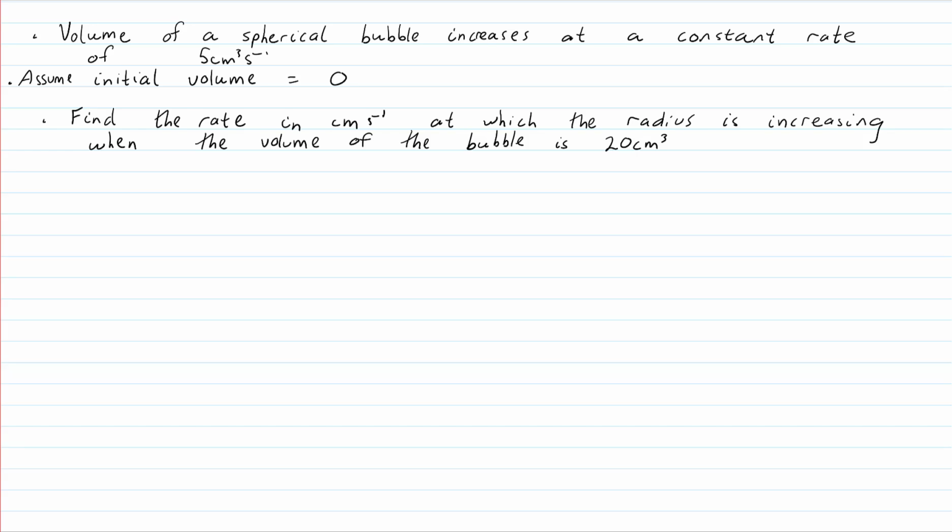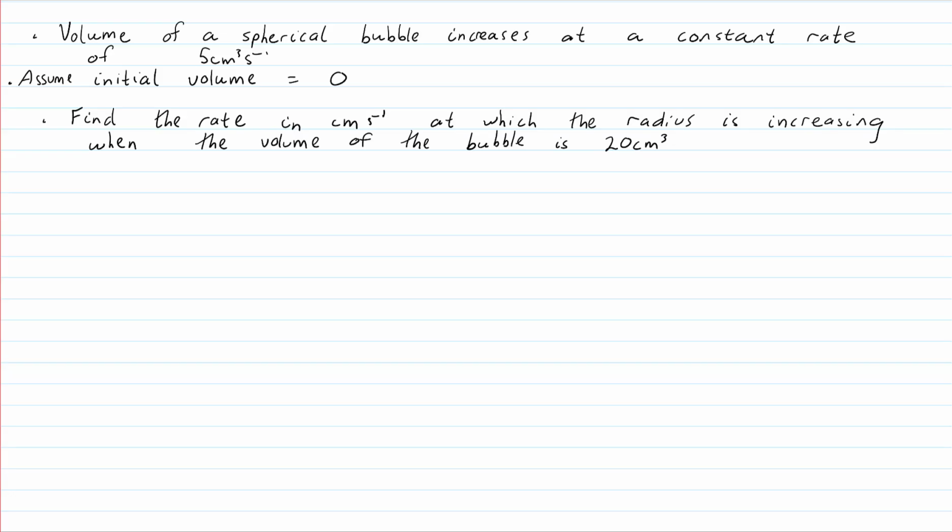For this question, we're given the volume of a spherical bubble increases at a constant rate of 5 centimeters cubed per second. We can assume its initial volume is 0, and we need to find the rate in centimeters per second at which the radius is increasing when the volume of the bubble is 20 centimeters cubed.